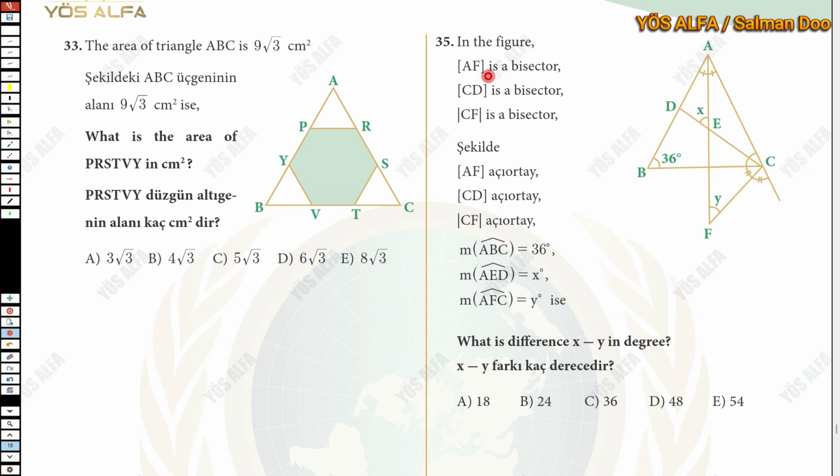35. In the figure, 3 bisectors are given. One is over here, one is there, and the last one is here. Let's name the angles.